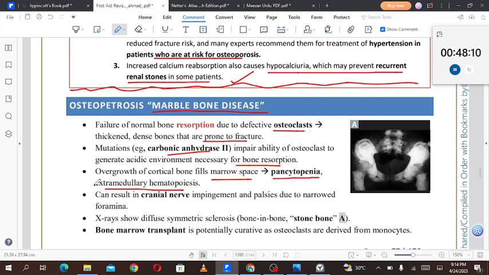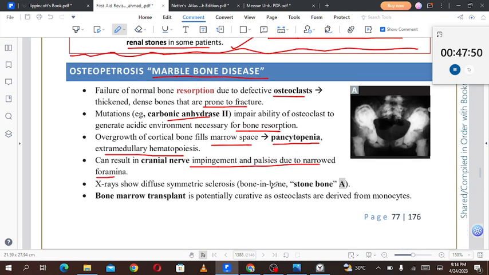It can result in cranial nerve impingement and paralysis due to the narrowed foramina. Why is the narrowing of the foramina taking place? Because bone formation has started taking place in the skull bones. X-ray shows diffuse symmetric sclerosis, that is bone-in-bone or stone bone appearance. Here you can see a bone inside a bone, the outer covering of the bone and then the inner covering.